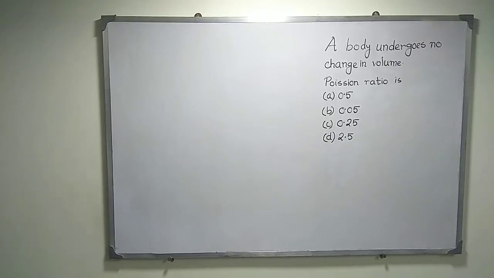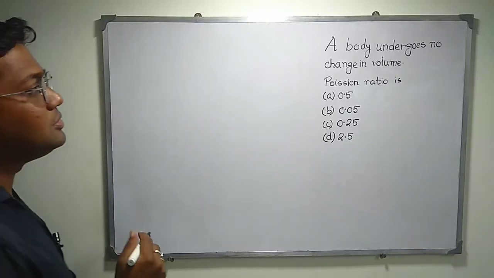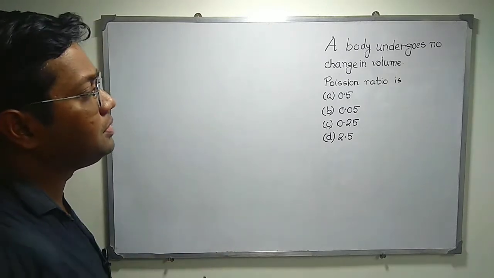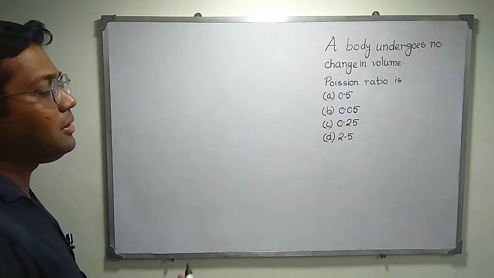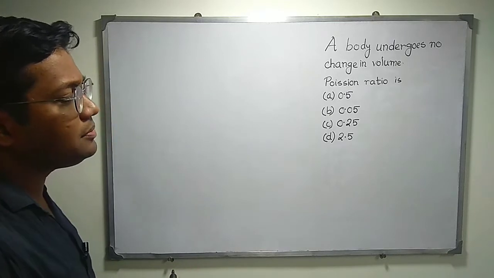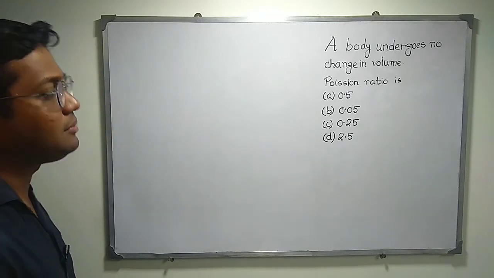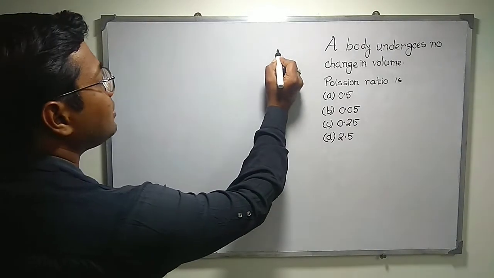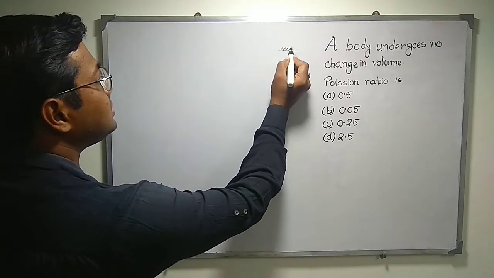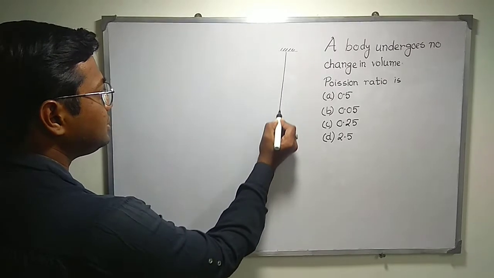Welcome everyone. The question is, a body undergoes no change in volume. The Poisson ratio is, options are 0.5, 0.05, 0.25 and 2.5. Naturally, let us consider a fixed support.